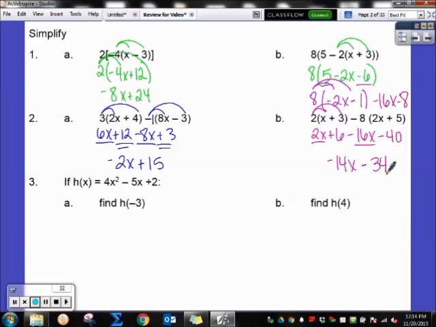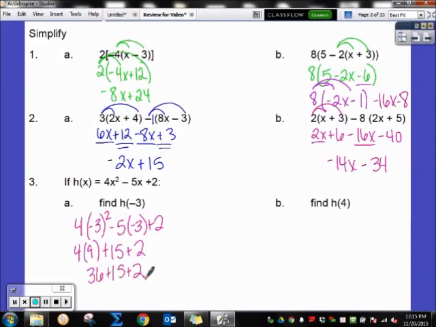For 3, we have function notation. H of x equals 4x squared minus 5x plus 2. Make sure whenever you are plugging in a negative number, especially, that you always put it in parentheses. Mainly because this negative 3 squared has to be done first. So that's actually 4 times 9. Then negative 5 times negative 3 is plus 15 plus 2, so 36 plus 15 plus 2 is going to equal 53.